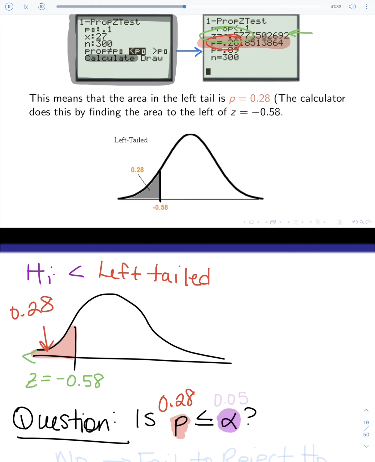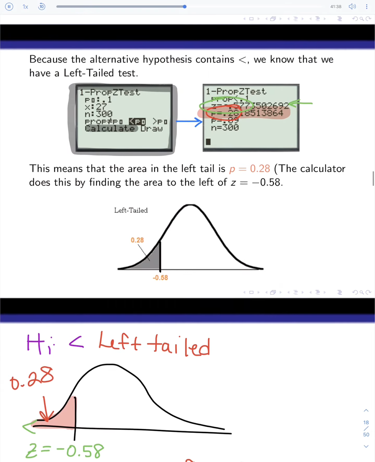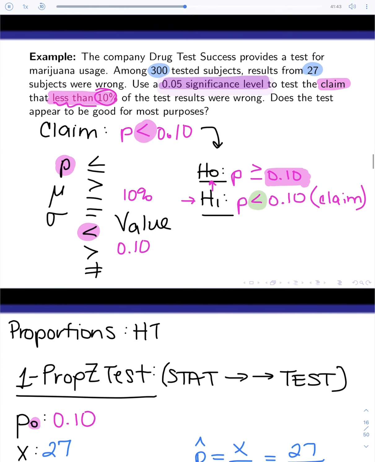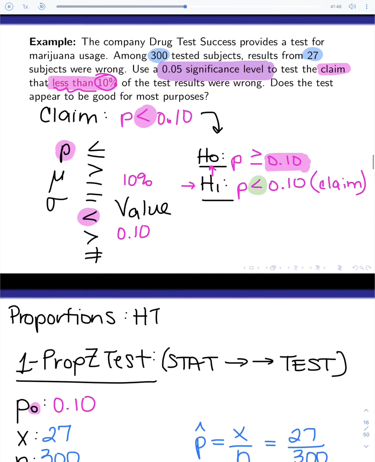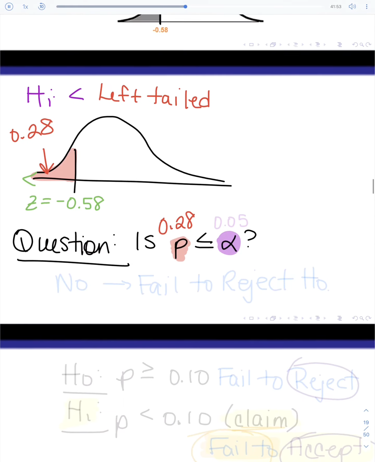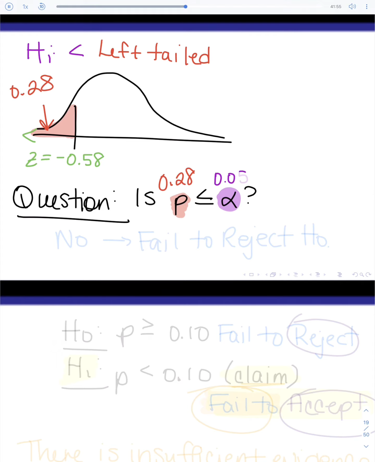And alpha is our level of significance, if we go back to the original problem that's given to us. So if we go all the way back up to the original problem, the level of significance is 0.05. So we can use our level of significance of 0.05 here for our alpha. And this should be a simple yes or no question that you're asking. So, is p less than or equal to alpha? No. The question is, what does no mean?